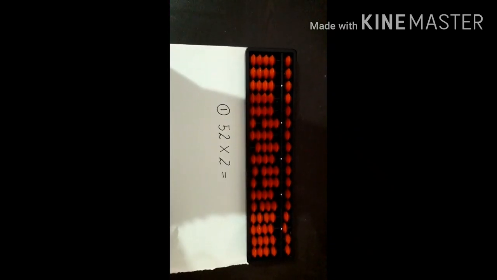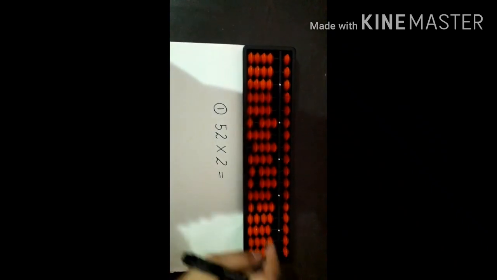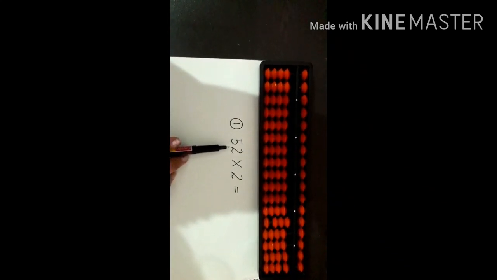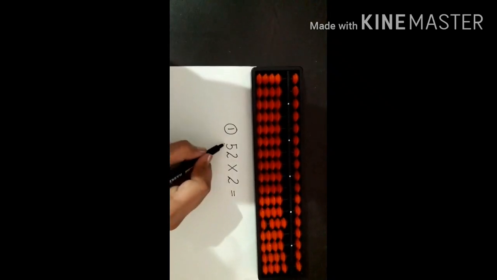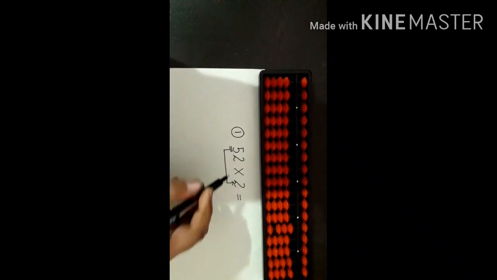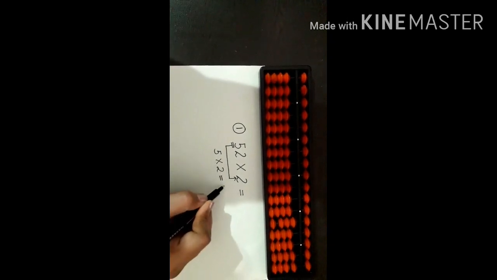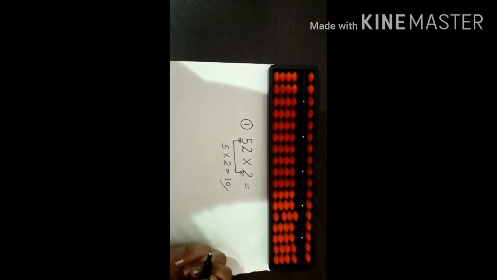Let's start with our examples. First of all, you have to set your abacus: the upper beads up and the lower beads down. Now see, our first question is 52 into 2. How do you do it? First of all, multiply the first number with 2. Now 5 into 2 is 10. As you can see, 10 is a double digit number.